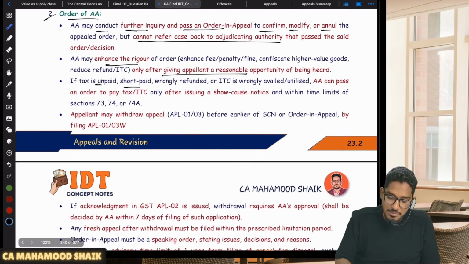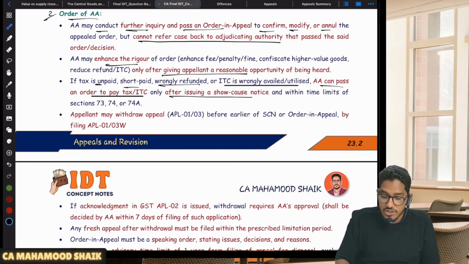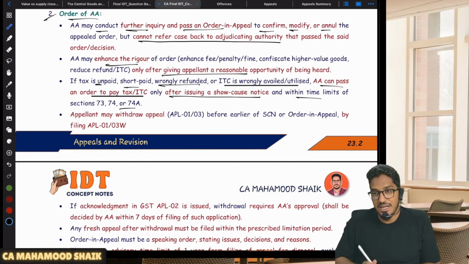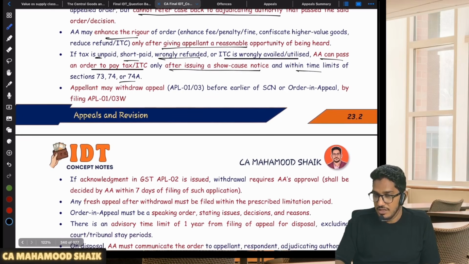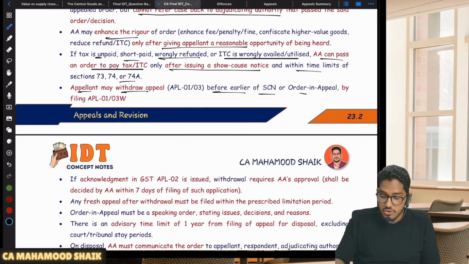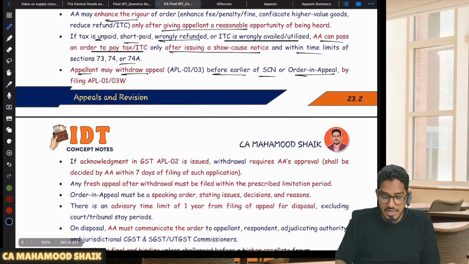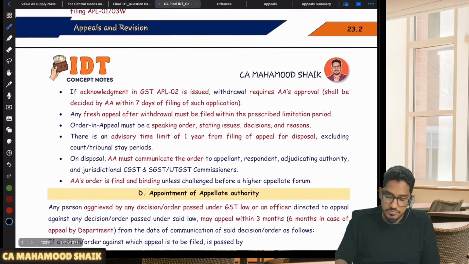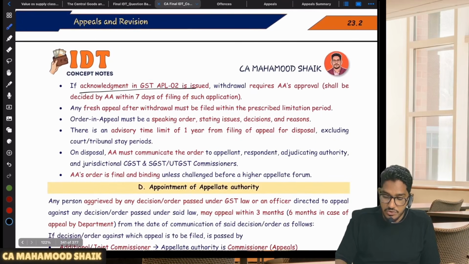Then, if tax is unpaid, short paid, wrongfully refunded, or ITC is wrongly availed or utilized, AA can pass an order to pay tax or ITC only after issuing a show cause notice, and that too within the time limits of 74A. Excess amount of tax, interest, penalty, if you want to collect, you can do it only within the time limits of 74A, 42 months or 3.5 years. Appellant may withdraw before the earlier of show cause notice or order in appeal by filing GST APL 01W or 03W. If acknowledgement is already issued, that withdrawal requires AA's approval, decided by AA within 7 days. He will give the approval in 7 days.